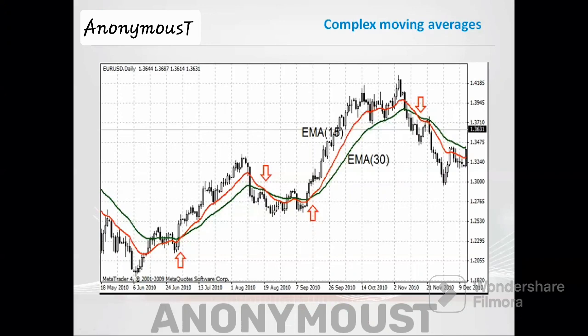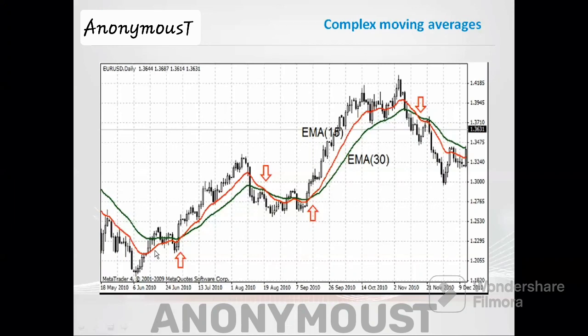You can just put two kinds of moving averages: one is a 15-day moving average and one is a 30-day moving average. Whenever you see the 15-day moving average cutting the 30-day moving average from below and going up, it is a buy call, and vice versa for the sell call. I repeat once again, these are the two moving averages. The green line is the 30-day moving average, the red line is the 15-day moving average.